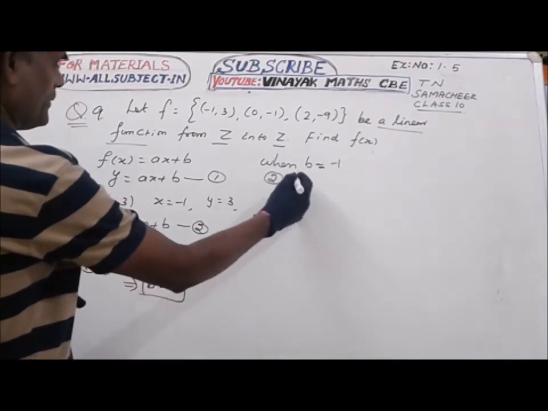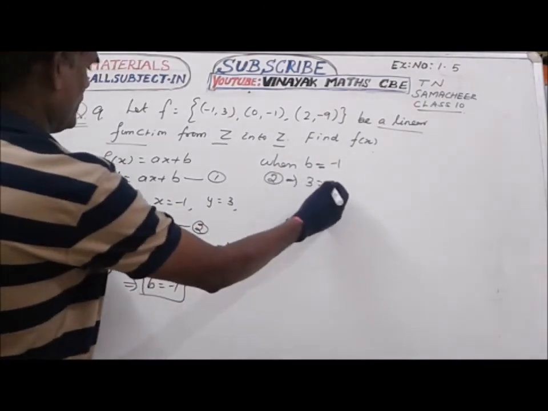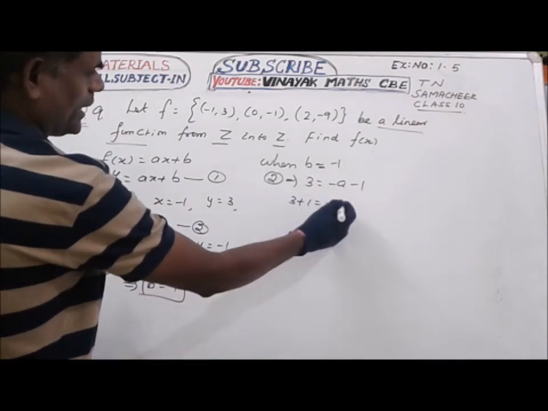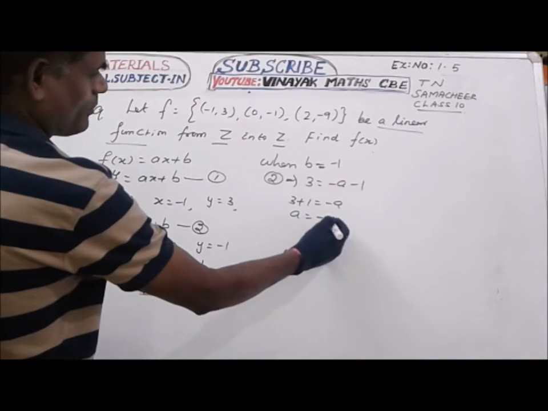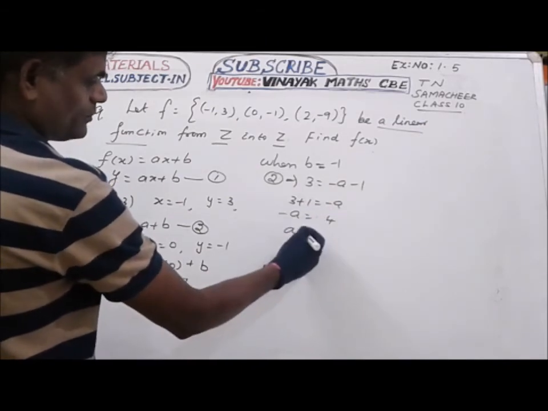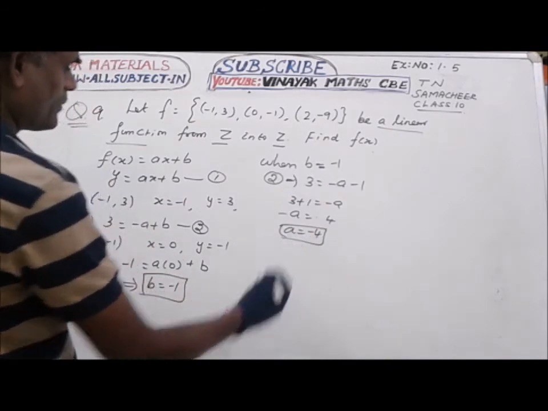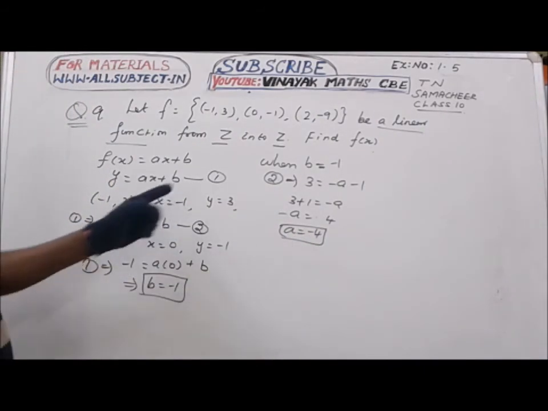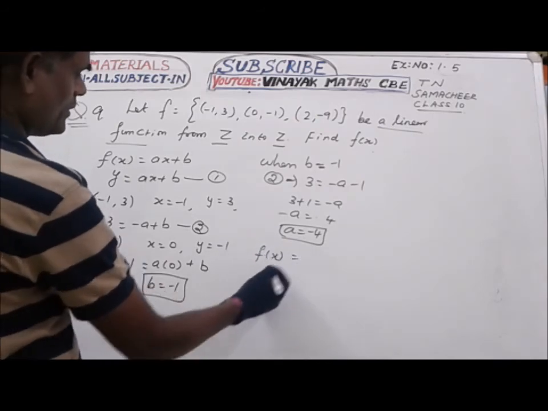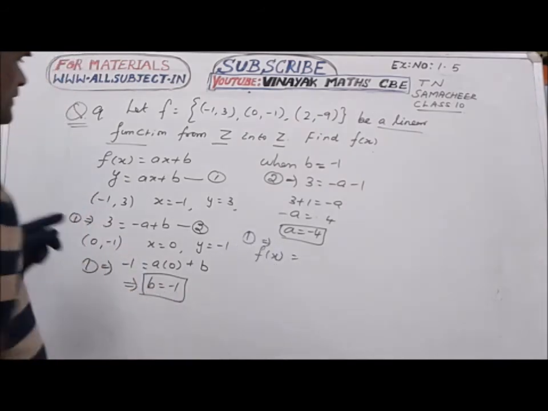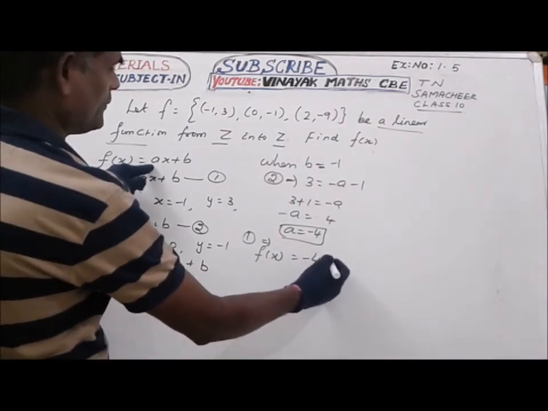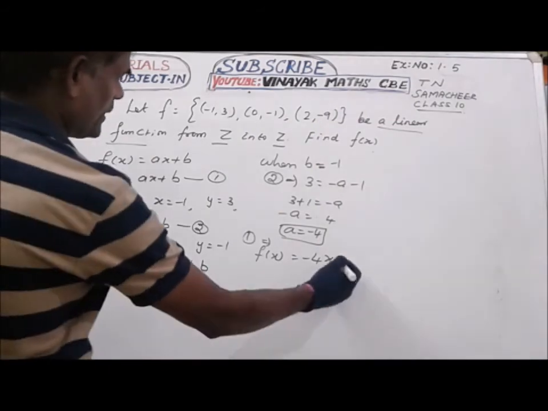2 implies 3 equal to −a − 1, and 3 + 1 equal to −a. So −a equal to 4, which implies a equal to −4. So substitute a and b in 1. The required function f of x is equal to ax + b, a is −4, so −4x, plus b is −1.